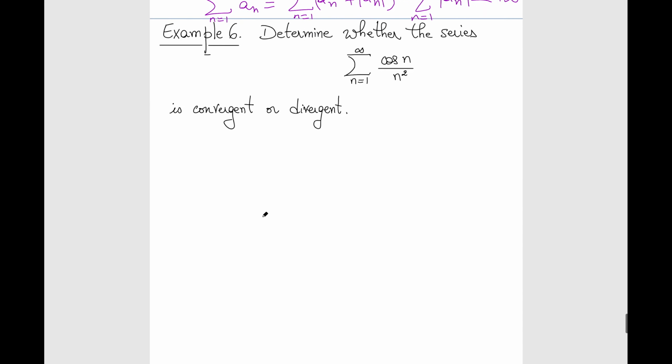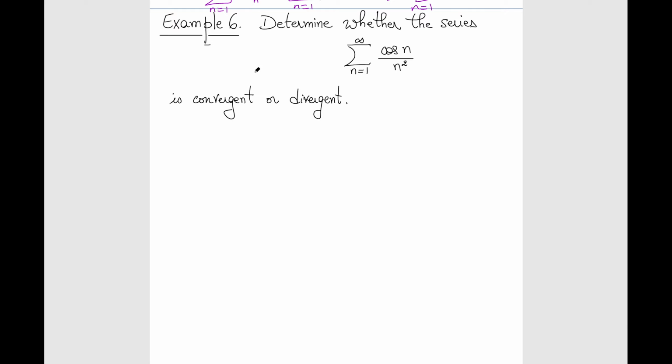The last example of this section, example 6: determine whether the series whose terms are cosine n over n squared is convergent or divergent. So this series has terms which are positive and negative, right? Cosine may be negative sometimes and positive sometimes. But they're not alternating. As a matter of fact, the first is positive and the next three are negative.